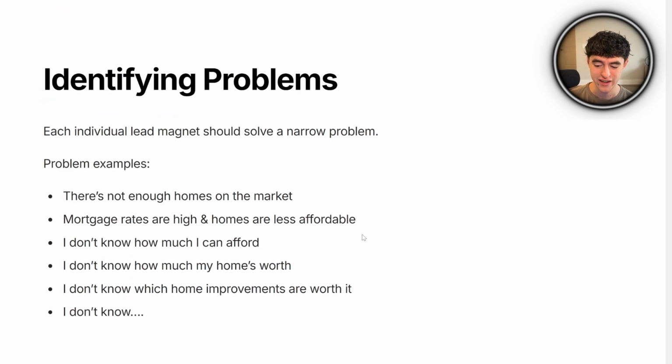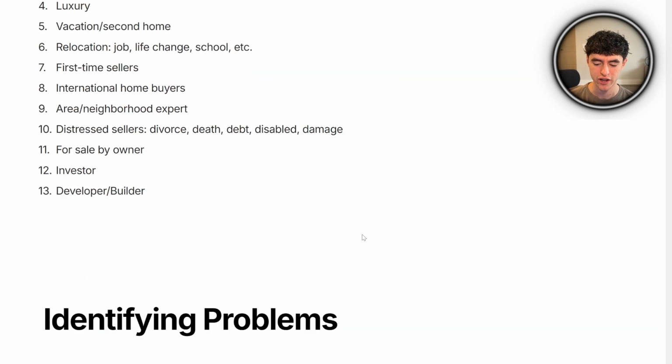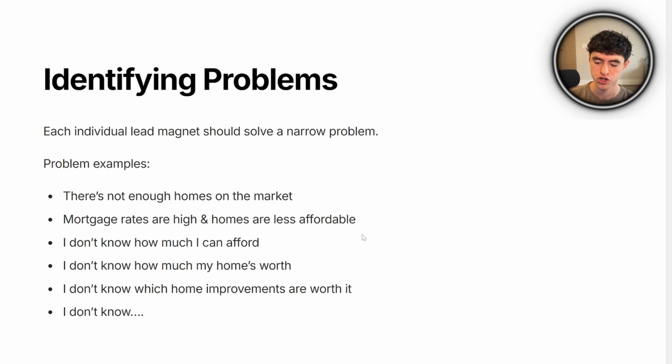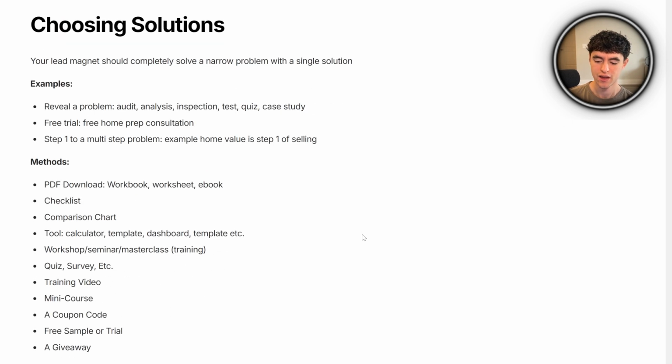Once you've identified your target niche audience, you're then going to identify the issues, and each individual lead magnet should solve a narrow problem. Some examples are: there's not enough homes on the market, mortgage rates are high and homes are less affordable, I don't know how much I can afford, I don't know how much my home's worth, etc. And next, you want to choose solutions. Your lead magnet should completely solve a narrow problem with a single solution.